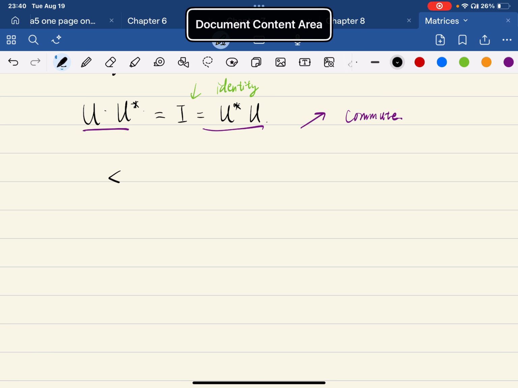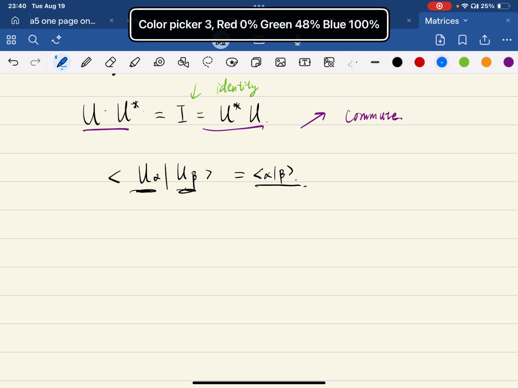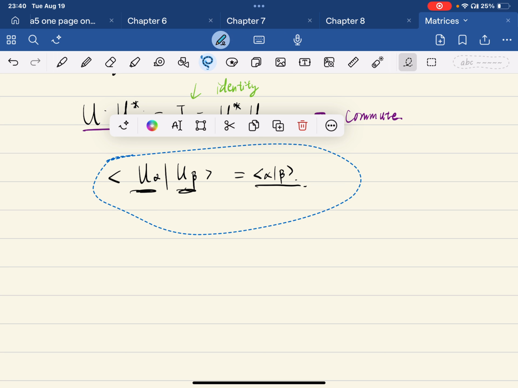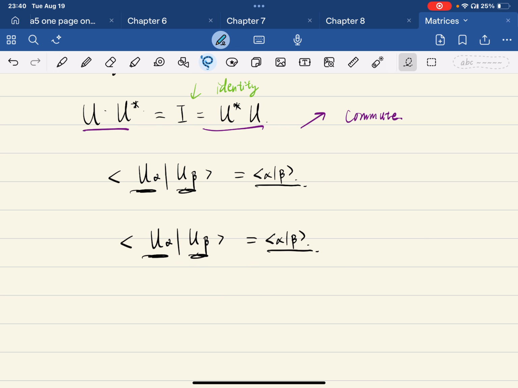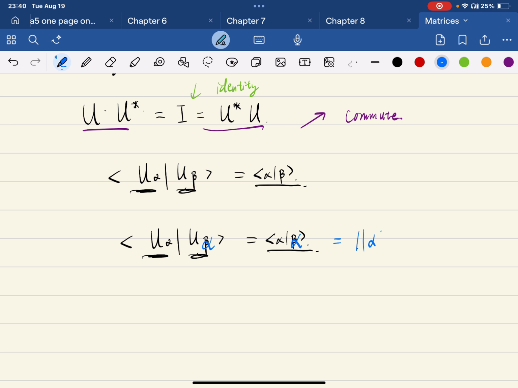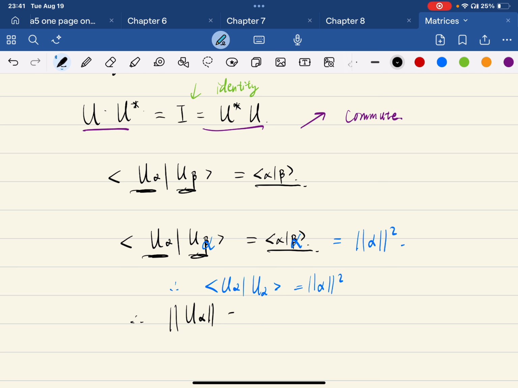and they times to 1. We have the inner product of U alpha and U beta is the inner product of alpha and beta, and when we replace beta with alpha, we get alpha squared, so the norm of U alpha is equal to the norm of alpha.